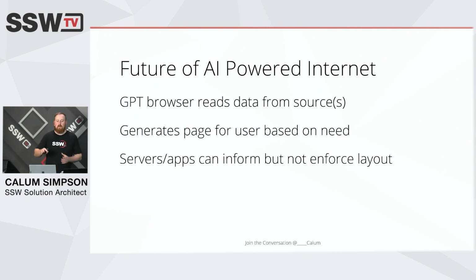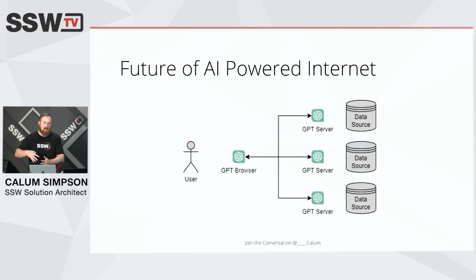And that way, servers and apps will inform the content and so on, but they're not going to enforce the layout. So the way internet browsing works at the moment is the server tells you the HTML of the page, and that's what you browse. But I see a future where the browser actually decides what the format is based on the need of the user. And I imagine it will look something like this.